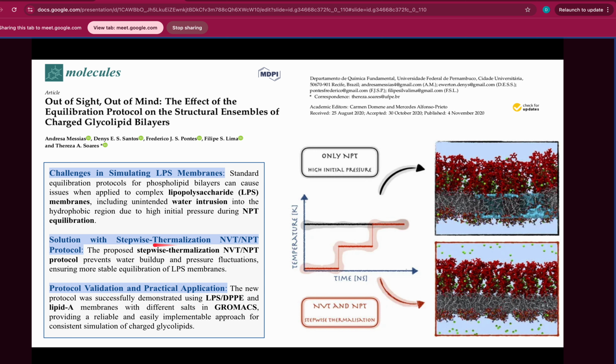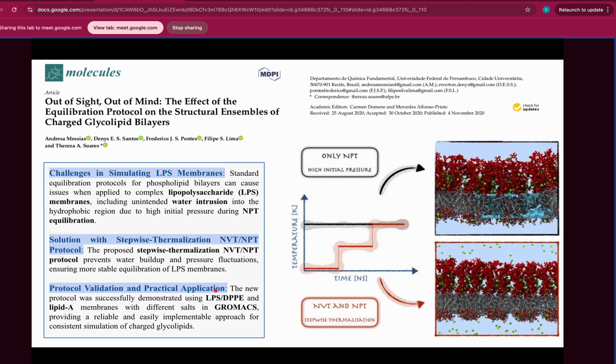The solution is to perform stepwise thermalization using both NVT and NPT protocols. The proposed stepwise thermalization prevents water buildup and pressure fluctuations, ensuring more stable equilibration of LPS membranes. So they are saying that using both NVT and NPT stepwise can help you get rid of these unintended water intrusions.